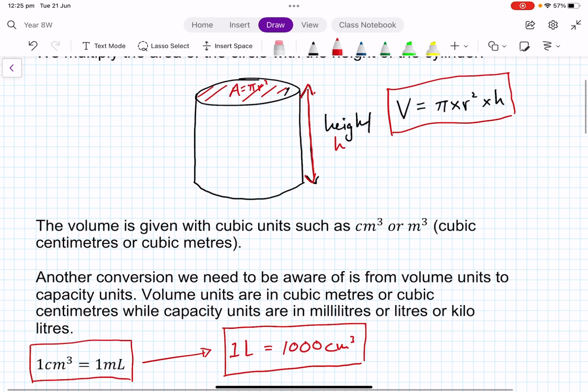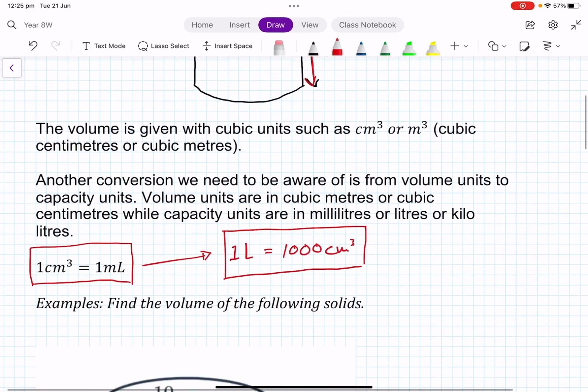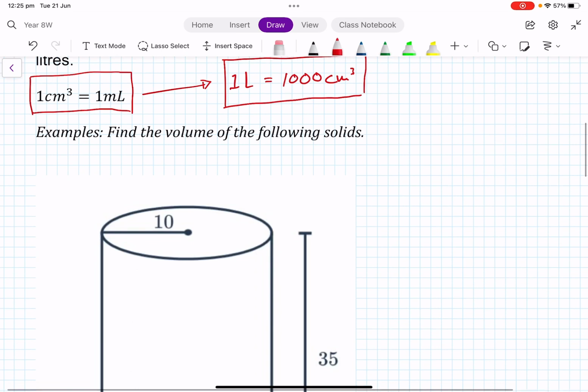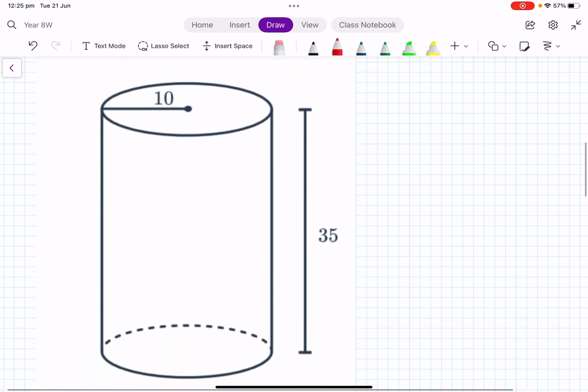Remembering this, V is equal to pi times r squared times h. Here's the first one. Nice and big. I didn't realize how big it was. All right, let's have a look. So number 1, we've got a cylinder here. The height is 35. That's my height. What's the 10? The 10 gives me the size of the circle, which is my radius.